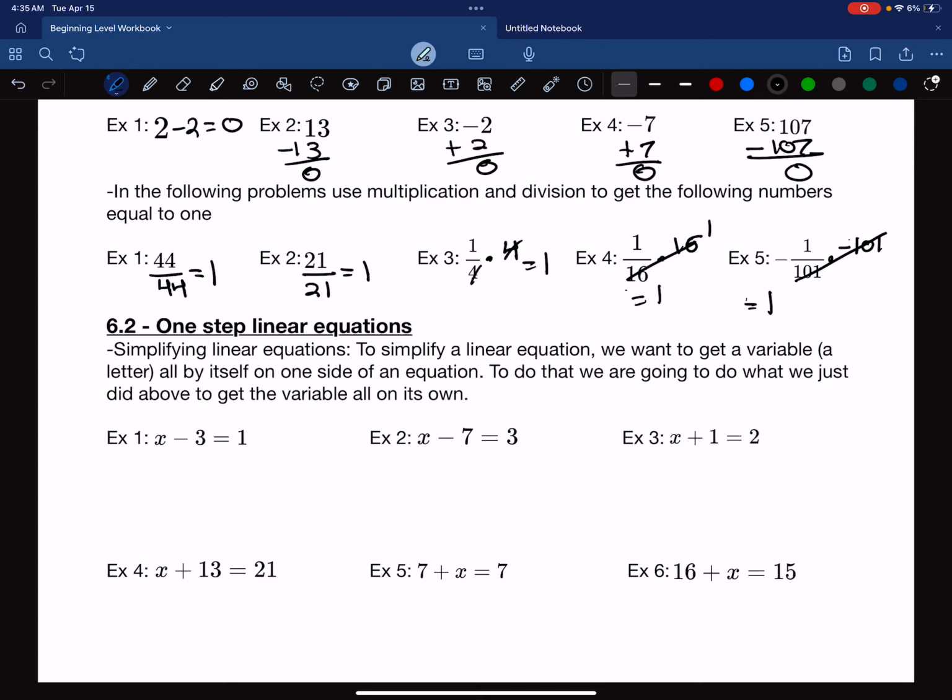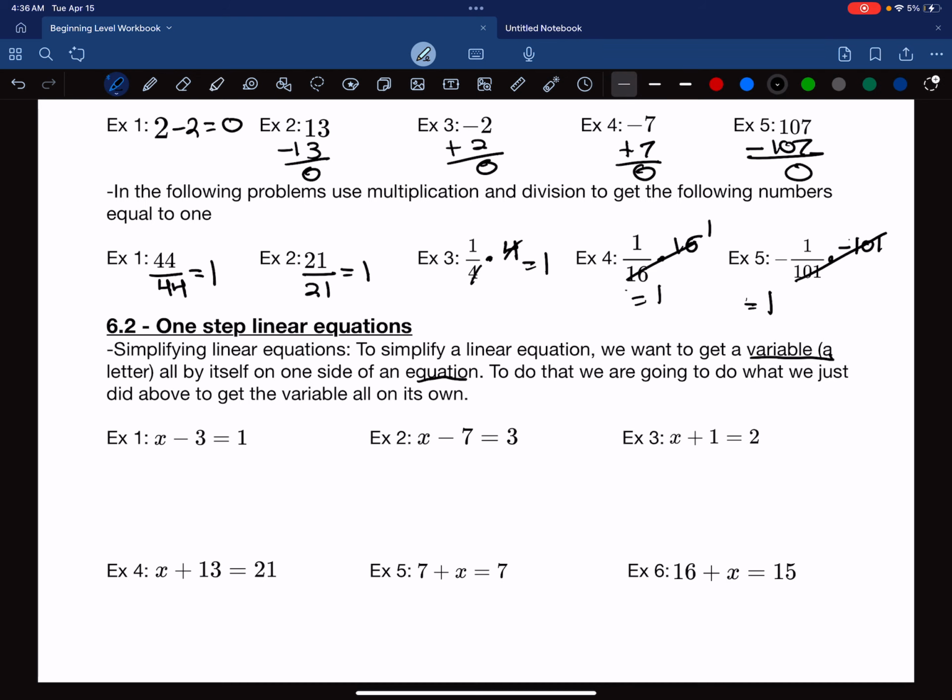In section 6.2, we are going to now begin to solve some linear equations. To do this, we basically want to get this variable or a letter all by itself on one side of the equation. And to do that, we are going to use what we just did above, using our opposite operations on both sides of an equation to get this variable on its own.